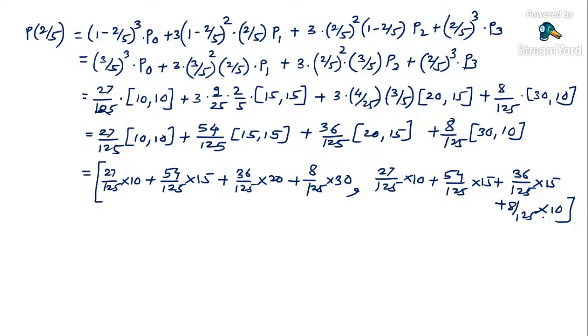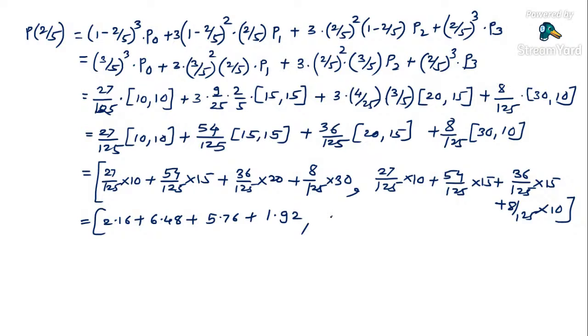So do this calculation. 27 by 125 into 10, so 2.16 plus 54 by 125 into 15, 6.48 plus 36 by 125 into 20, 5.76 plus 8 divided by 125 into 30, 1.92.